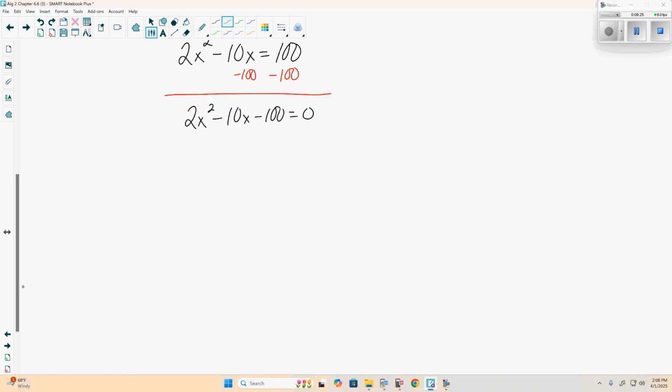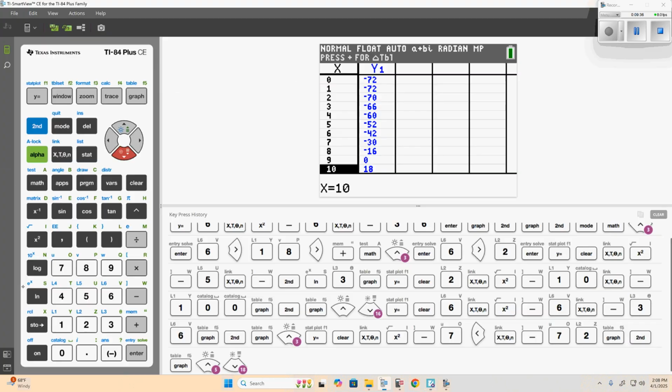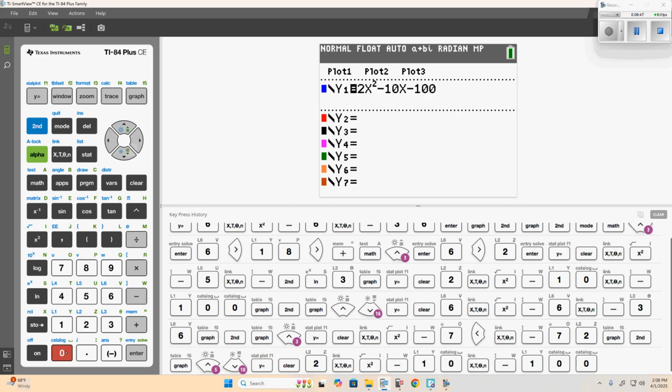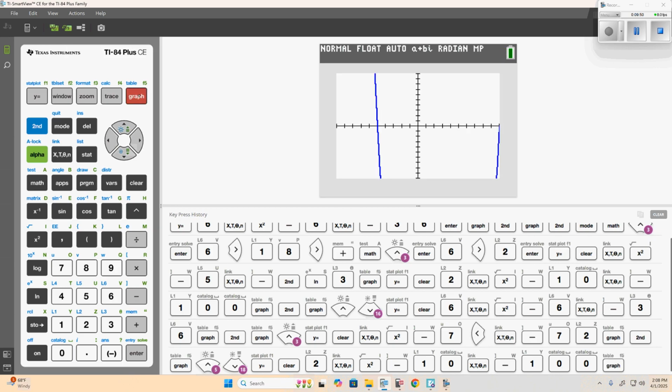So there's 3 main ways we can solve this here. We can use the quadratic formula, we can factor it, or we can graph it. I'll show graphing first. Because graphing, we can pull the graphing calculator, hit our y equals, and type it in. 2x squared minus 10x minus 100. Let's graph. Well, it seems to cross at 2 spots on the x-axis, yes? Second table.